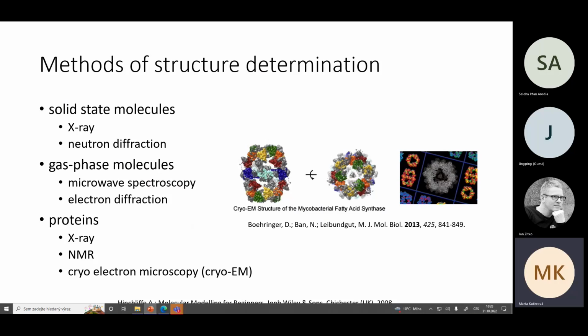Let's talk now about the methods of structure determination. For solid-state small molecules, the most suitable methods are X-ray crystallography or neutron diffraction. For gas phase molecules, it's microwave spectroscopy or electron diffraction. And for proteins, the most used methods are X-ray crystallography, NMR, and cryo-electron microscopy.